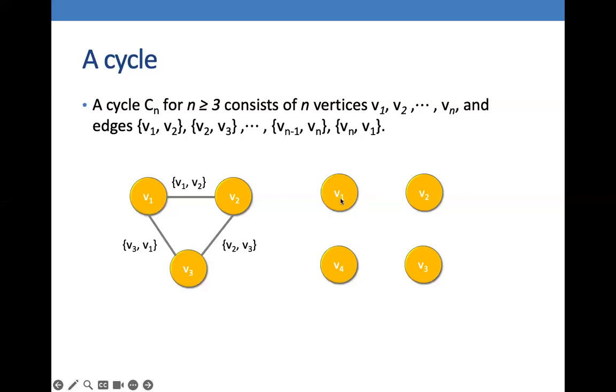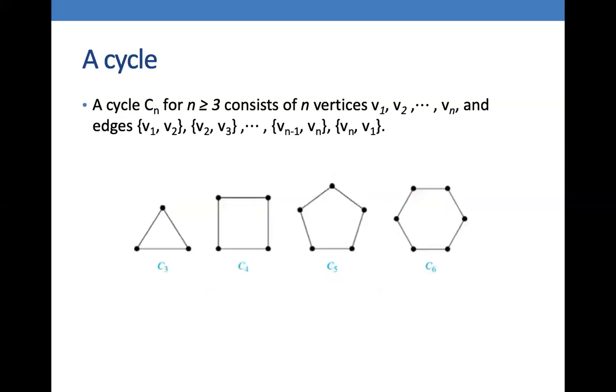Okay? Now, what if we have C sub 4, or a cycle with 4 vertices? We are already expecting that if we begin with v sub 1, we are going to end at v sub 1 also. So there should be an edge between v sub 1 and v sub 2, between v sub 2 and v sub 3, v sub 3 and v sub 4, and v sub 4 to v sub 1.